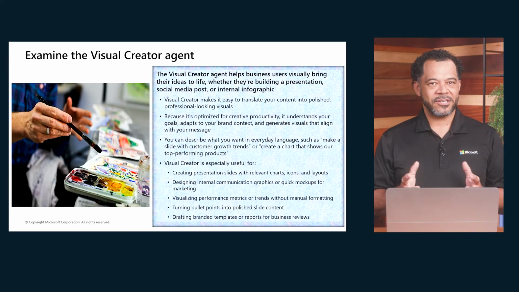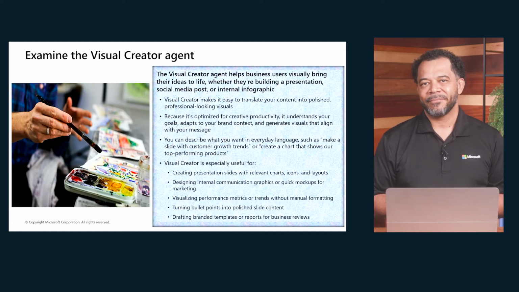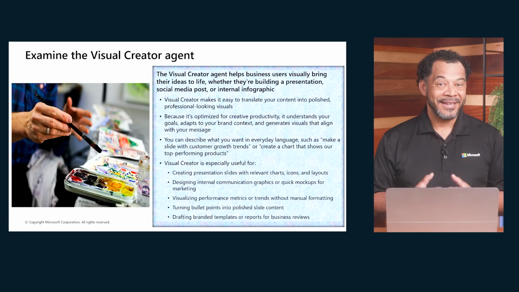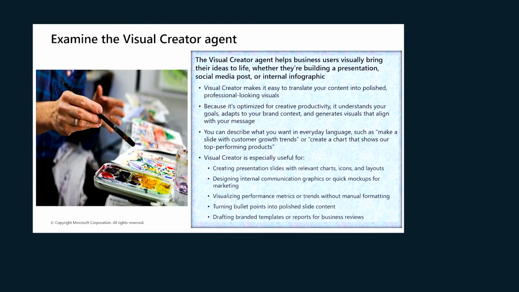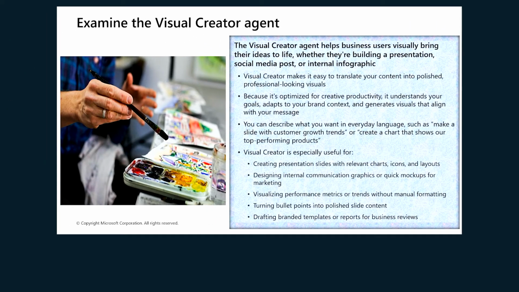What makes this agent especially powerful is its ability to understand context. It's not just throwing together random graphics, it's optimized for creativity. That means it adapts to your brand tone, your content type, and your communication goals. It knows when you're trying to inform, persuade, or inspire, and it tailors the visuals accordingly. It's also incredibly versatile. You can use it to visualize performance metrics, draft branded templates, or even turn bullet points into full slide content. And because it's built into Microsoft 365 Copilot, it works seamlessly with the tools you already use, like Word, PowerPoint, Teams, and more.